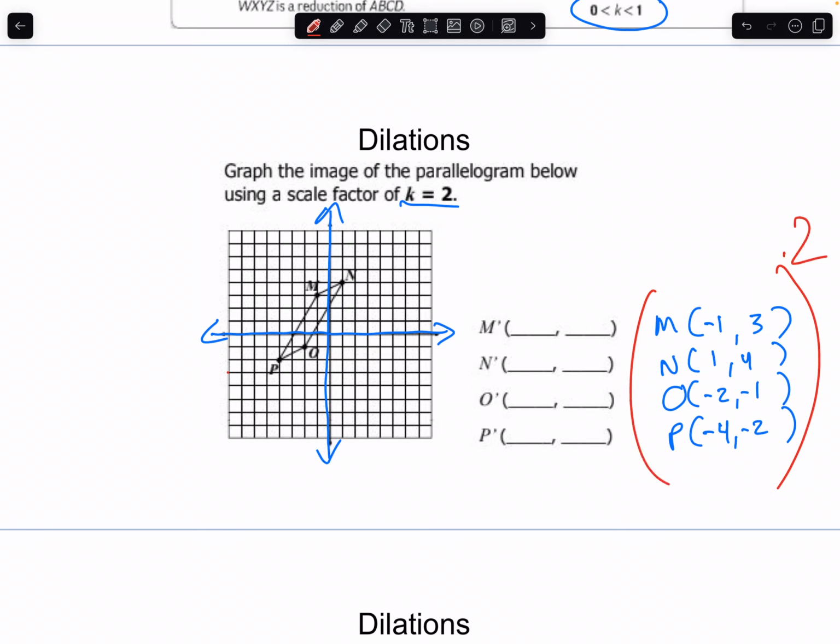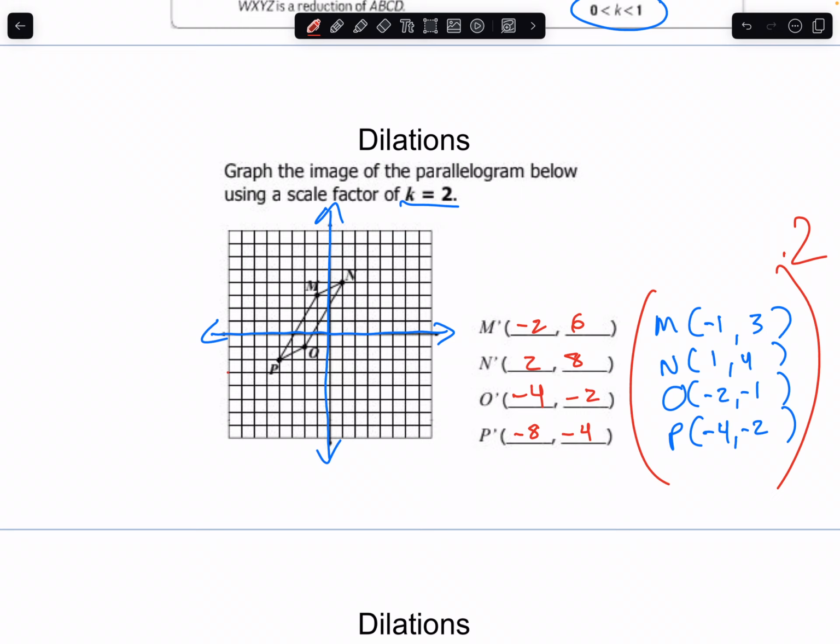-1 times 2 is -2. 3 times 2 is 6. 1 times 2 is 2. 4 times 2 is 8. -2 times 2 is -4. -1 times 2 is -2. -4 times 2 is -8. -2 times 2 is -4.